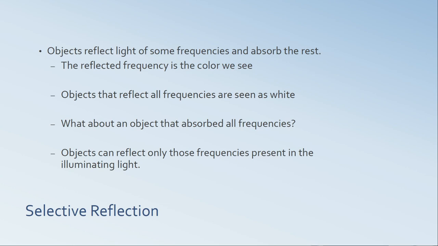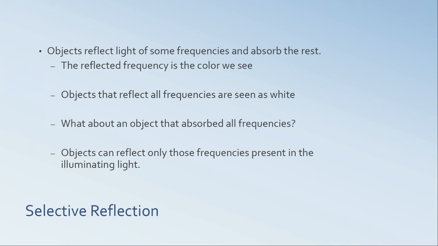What could we say about an object that absorbs all frequency of visible light? Well, in this case, there's nothing being reflected back to our eyes. So if we have an object that absorbs all frequencies of visible light, we perceive that as black. So if somebody has a black jacket, that jacket is absorbing all the frequencies of visible light, and so we see the jacket is black. Tires on a car, they're absorbing all frequencies, so we see the tires as black.